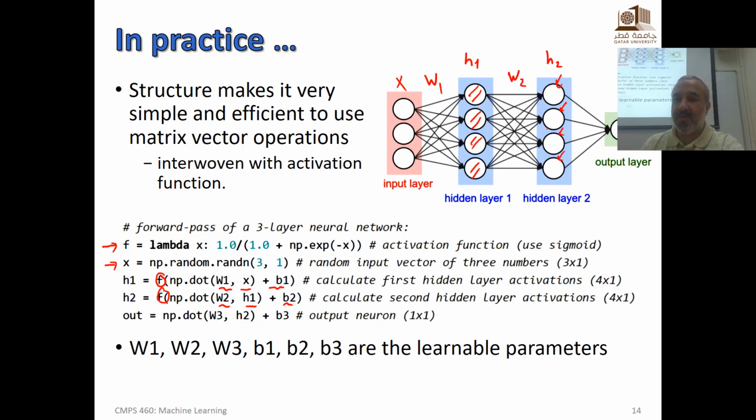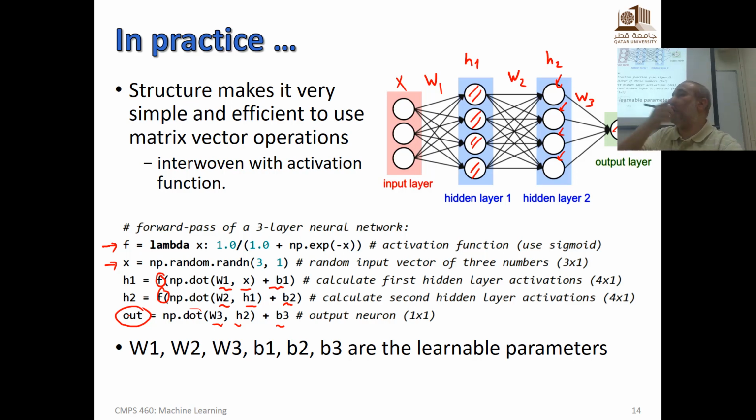Then the output, we multiply w3 with h2. Okay, w3 with h2, it's dot product. Dot with numpy can take matrix vector, or actually matrix also. So it does all of these matrix vector operations, and we add b3. What is b3? That's the bias of this. So that's b3, and the value of the output is out. Okay, any question about this?